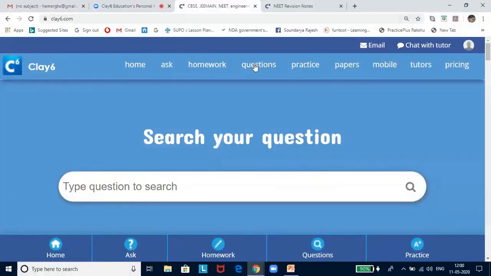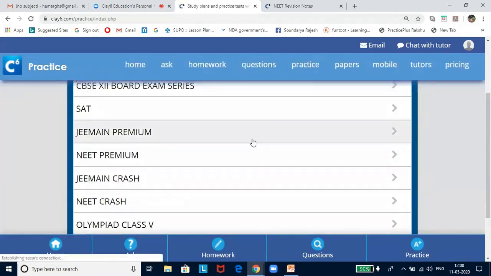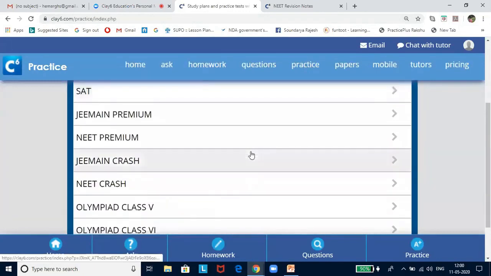Briefly, before I begin the lesson, I will run through the website to access revision notes and tests in clay6.com. Open the page clay6.com, go to practice, click on practice. Here you have a lot of packages. You can select any package. Since it's for NEET, let me click on NEET Premium.